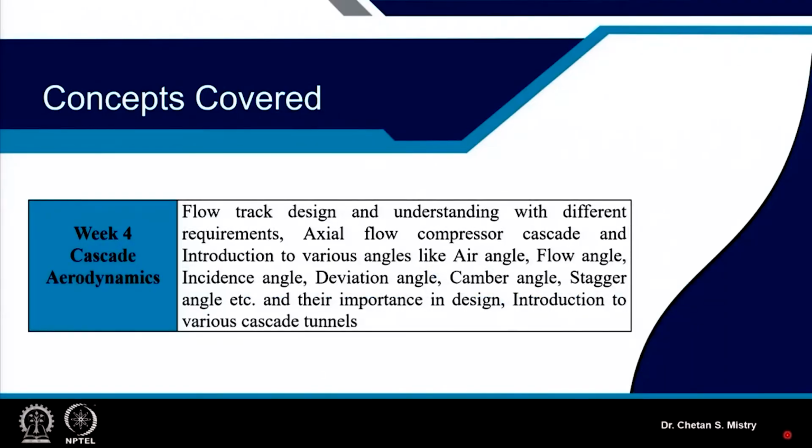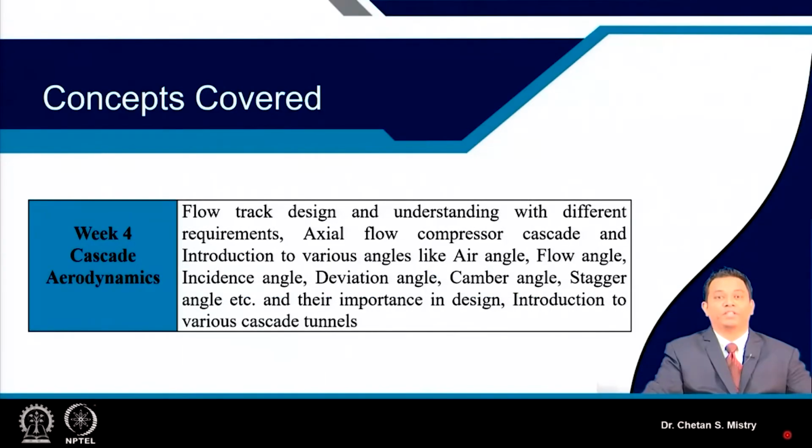In the last week we were discussing very important aspects which cover the flow track design, and we have discussed different kinds of configurations which are possible for designing the flow track for an axial flow compressor. Let it be LP spool, let it be HP spool. We have discussed the constant tip diameter configuration, the constant hub diameter configuration, and the constant mean diameter kind of configuration. We have also seen that different kinds of combinations are possible.